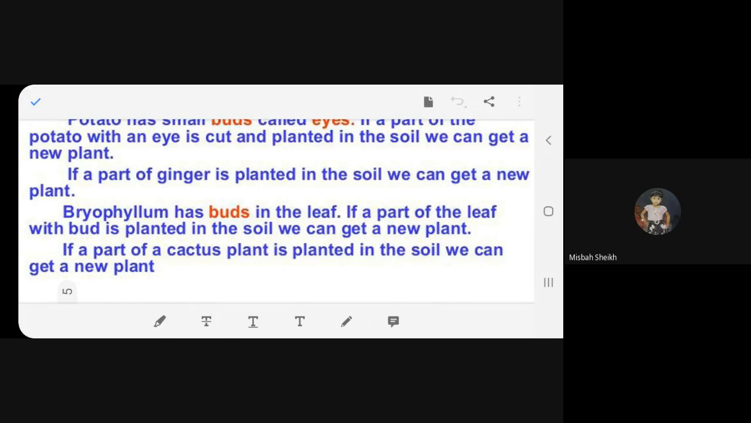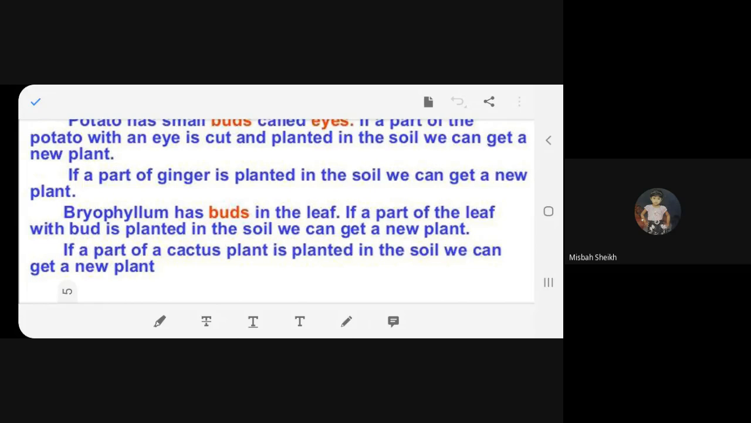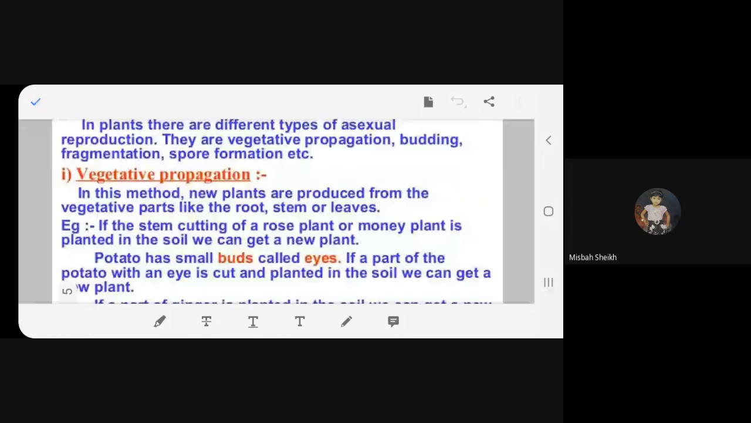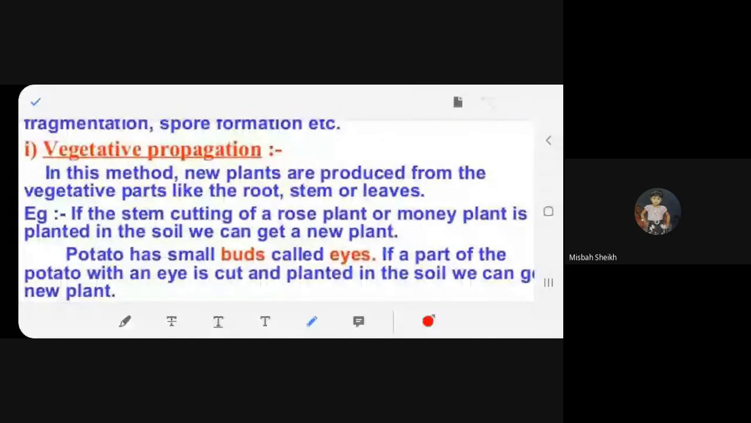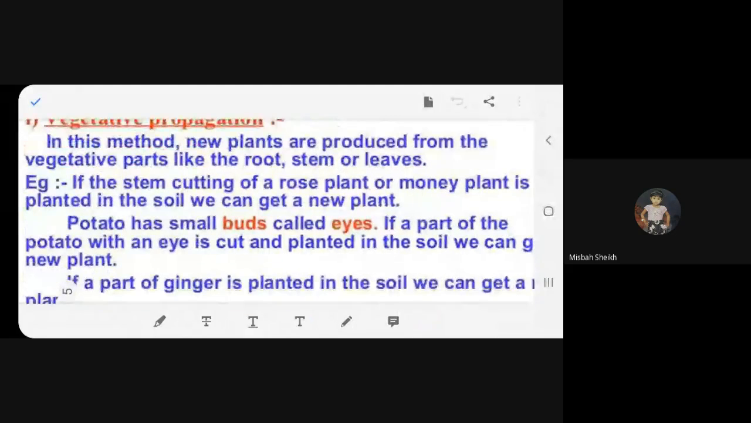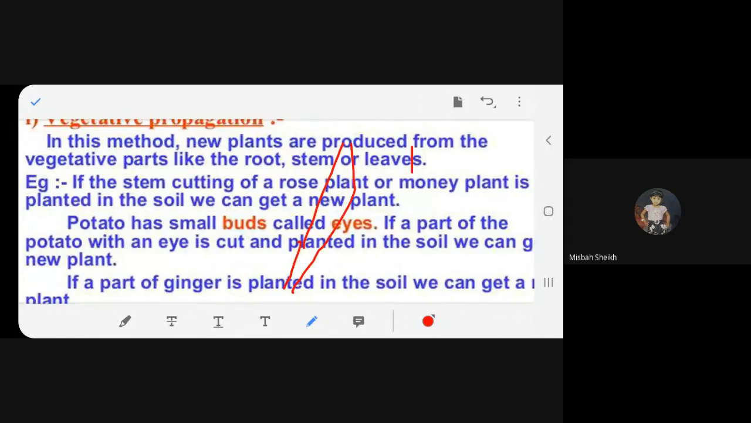You understood now a bit what is vegetative propagation? In this case, root, stem, leaves are involved. Let's take one by one. Now, you must have observed rose cutting. So we take a stem and we cut like that. See, this is a stem and then we cut it in a slant. You see this rose cutting? And we put it in a pot.